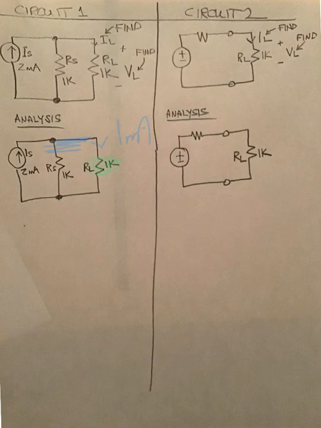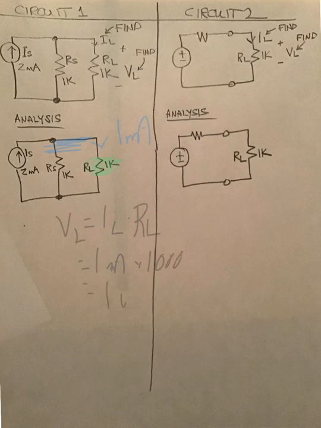If you run the calculation for the voltage at the load, it's the current times the resistance at the load, which means 1 milliamp times 1,000.